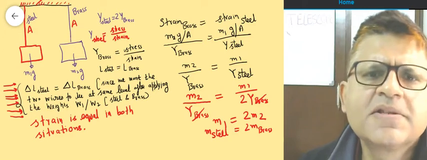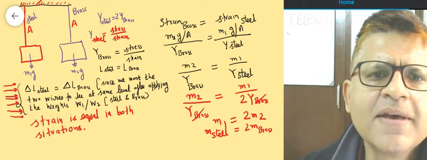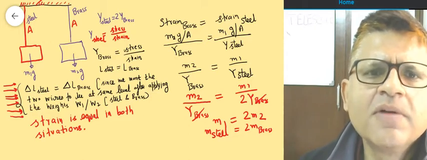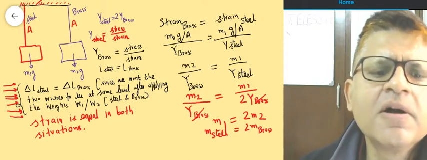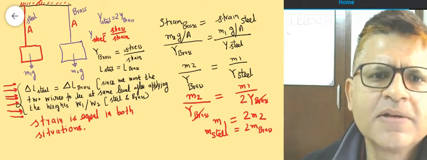Good morning. So let's discuss this numerical. You have two wires of same length and same area, but of different Young modulus. The relationship between the Young modulus is given as: the Young modulus of steel is double that of brass.